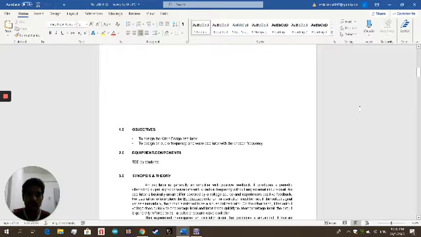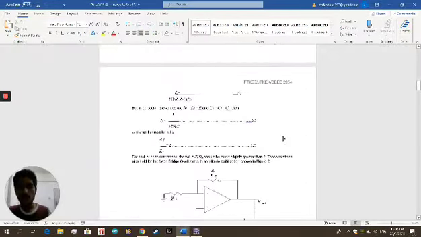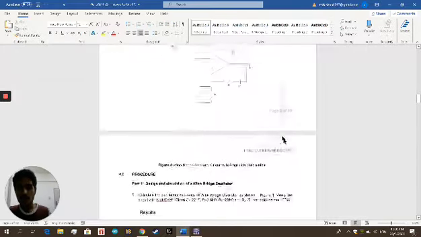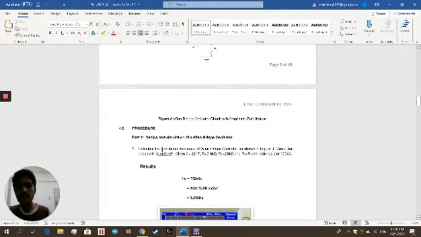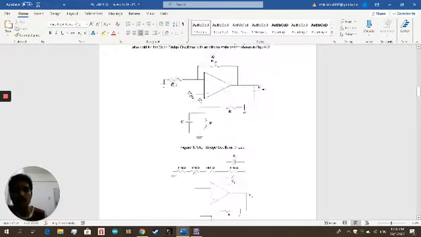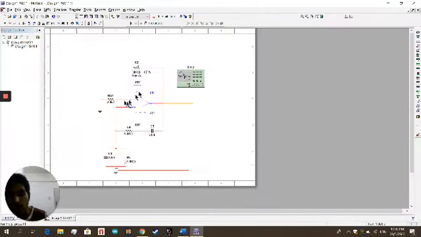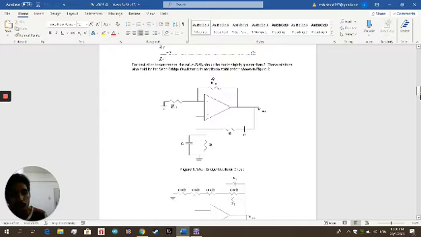There are two parts for this lab session. Part 1, I've covered, and my lab partner has covered part 2. For part 1, our task is to design and simulate a Wien bridge oscillator. The circuit is given over here, and our job is to construct it using Multisim software with the given values and run it to get the output.